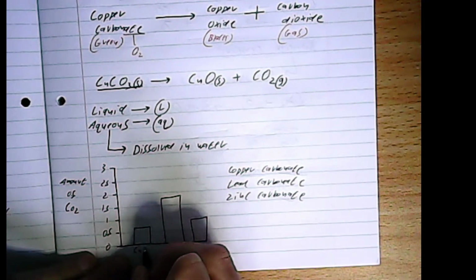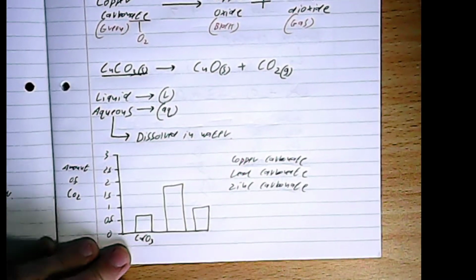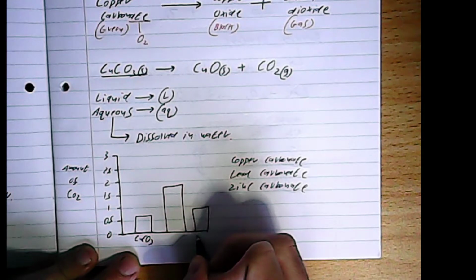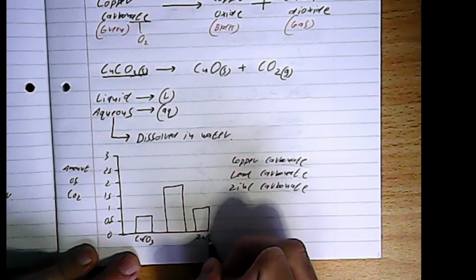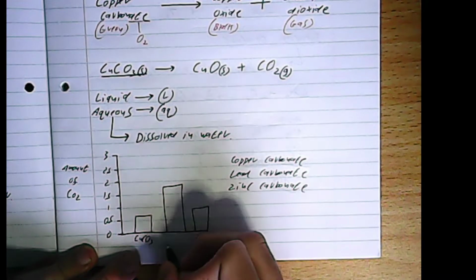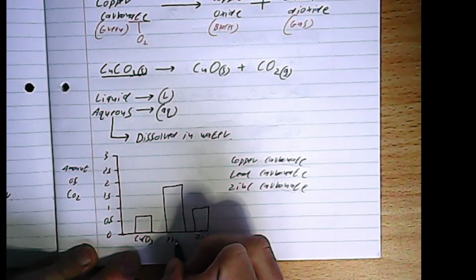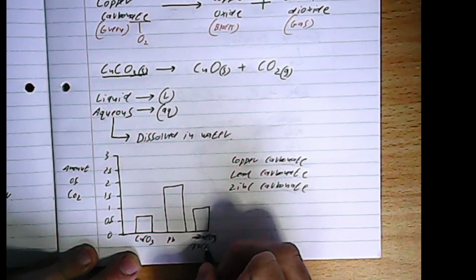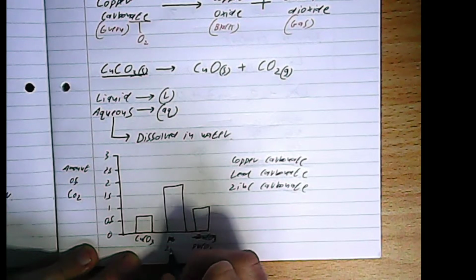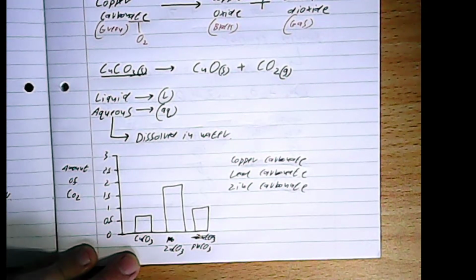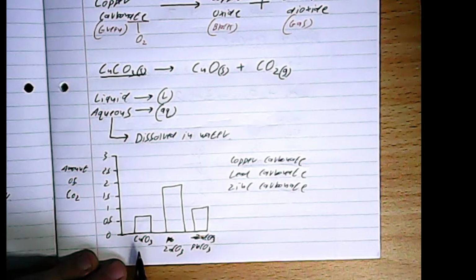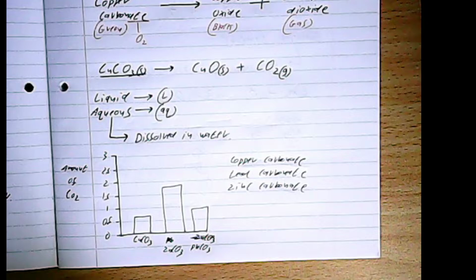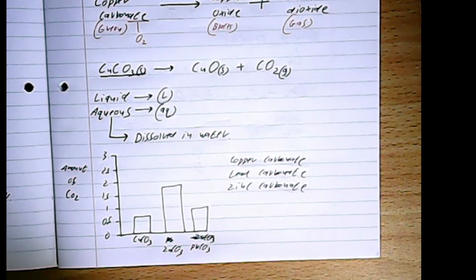So you've got CuCO3, which is our copper carbonate. You've got ZnCO3, which is our zinc carbonate, and you've got Pb, oh, I've got these the long way round, my mistake, PbCO3, and we've got ZnCO3. Alright, which of these 3 do you think is the most reactive of the 3 compounds? What do you reckon?